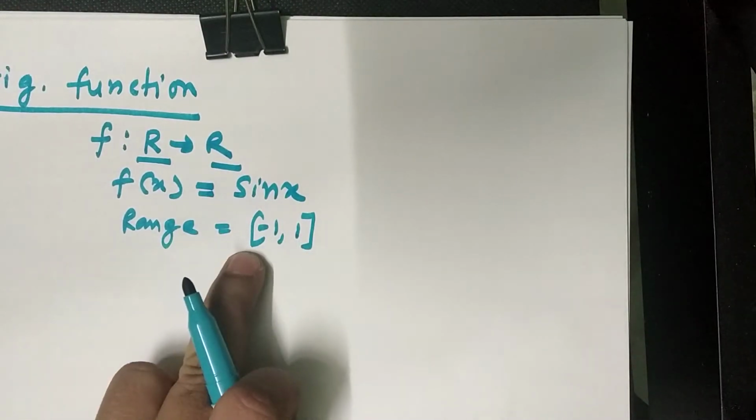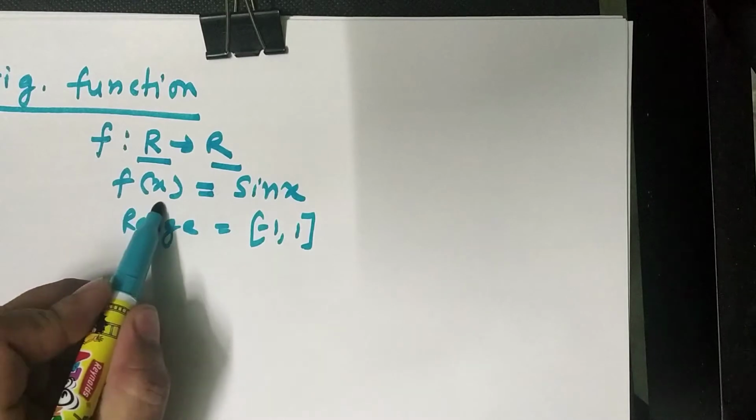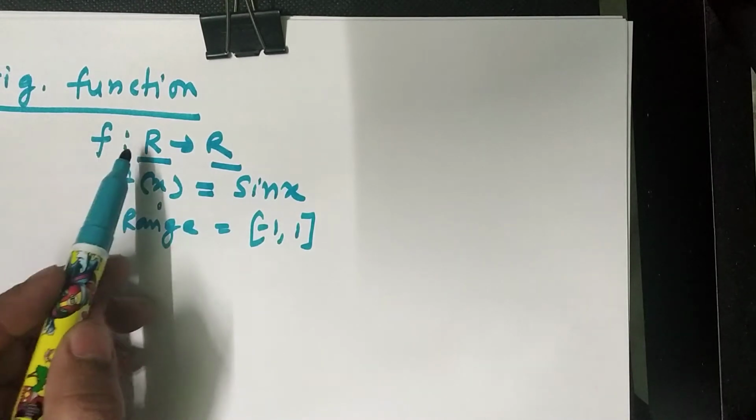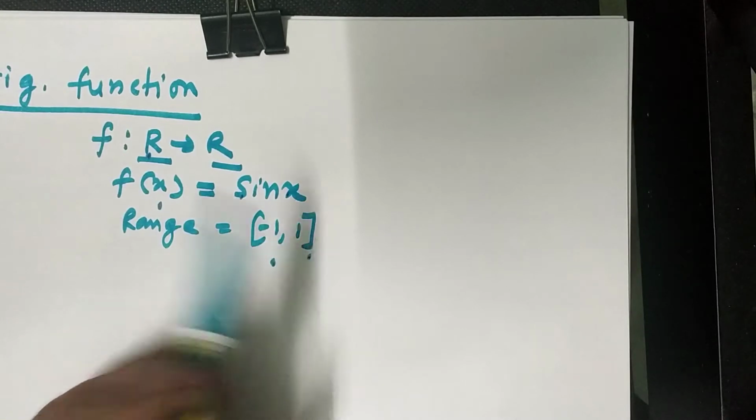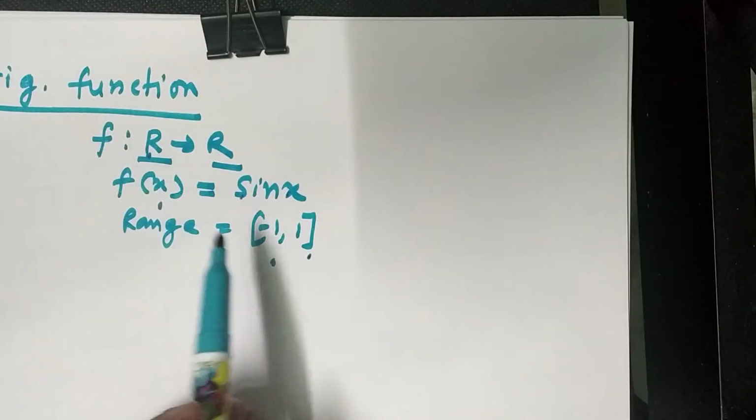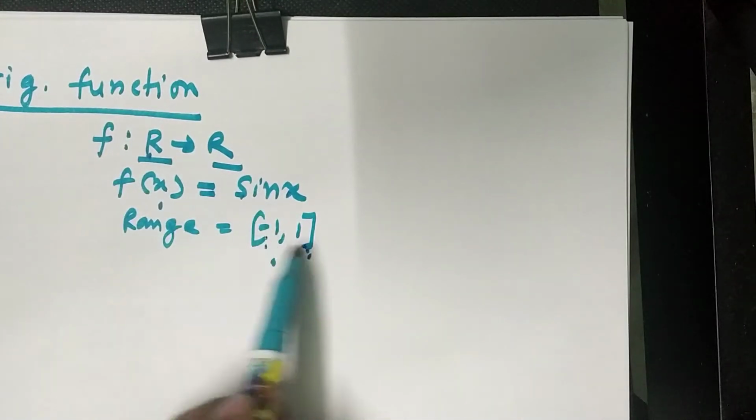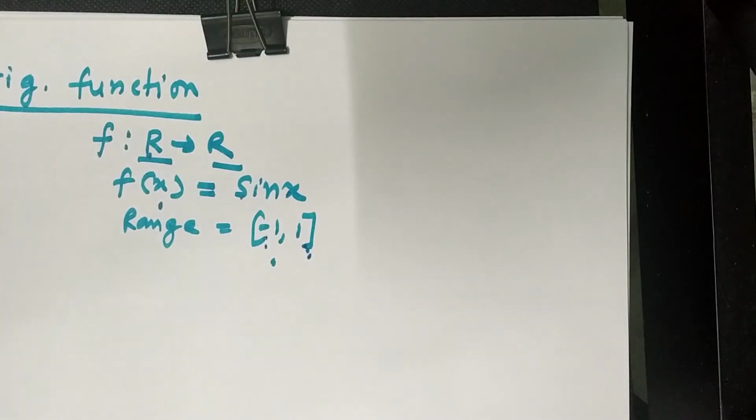Why is the range minus 1 to 1? Because for all real values which can be taken as the input, sine of x will give you values lying between minus 1 and 1, both inclusive. So the closed interval minus 1 and 1.